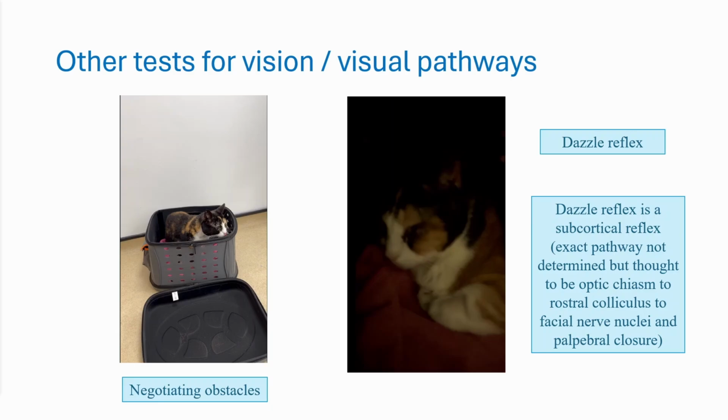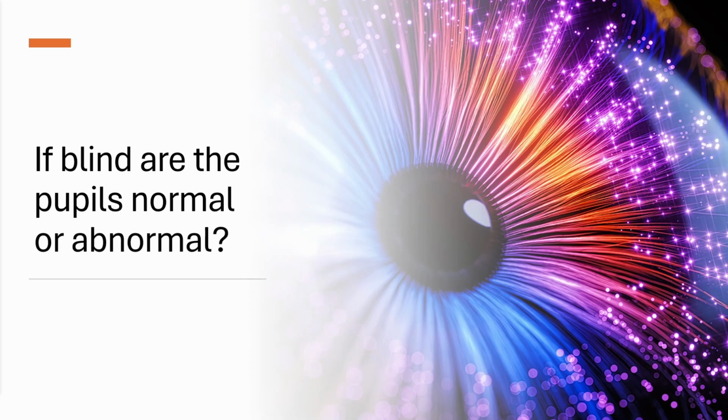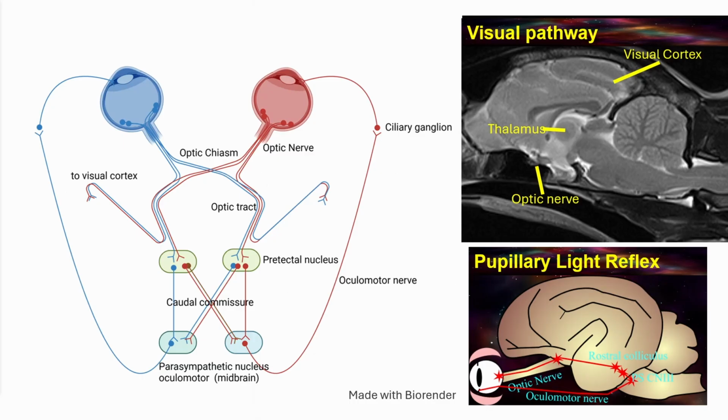So if you've established that the animal is blind, your next thing to establish is, are the pupils abnormal or normal? And this is what I was talking about before. We need to decide whether the blindness is because of an eye, optic nerve, or optic chiasm lesion, an optic tract lesion, or further on in the visual pathways.